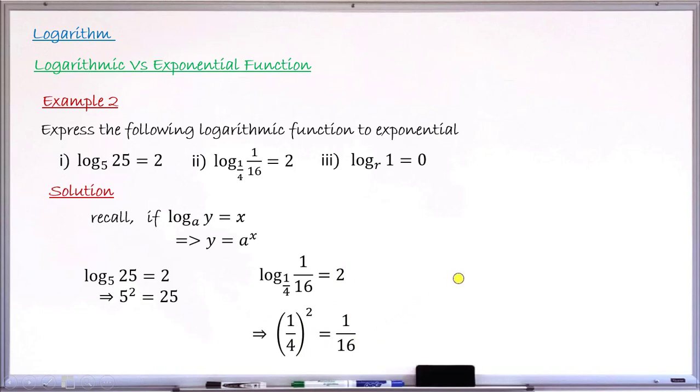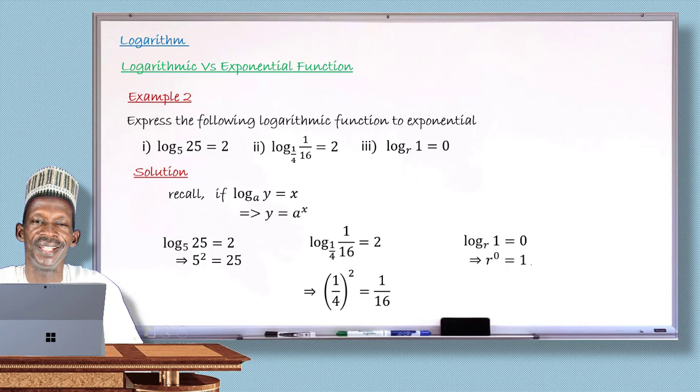So if I move to the last one, log to base r of 1 equals 0. So I'm going to have r raised to power 0 equals this very 1. So r power 0 equals 1. This is how we now change logarithmic into exponential function. This is the end of this very lesson, my dear student. I hope you find it resourceful.